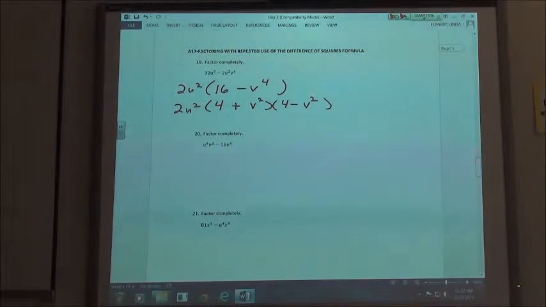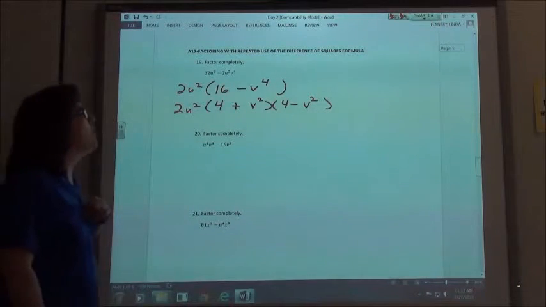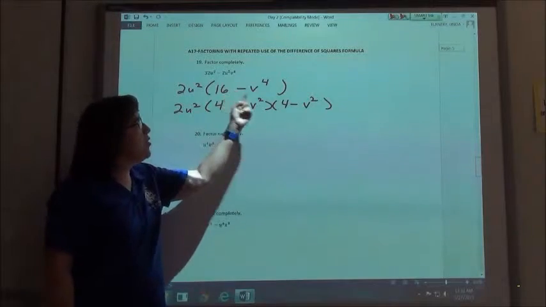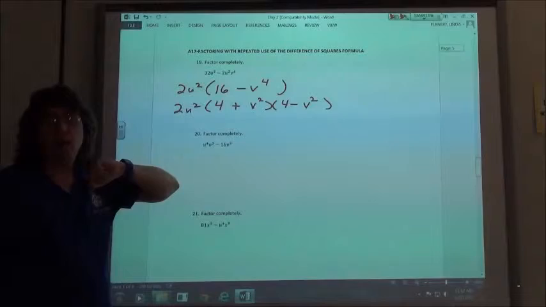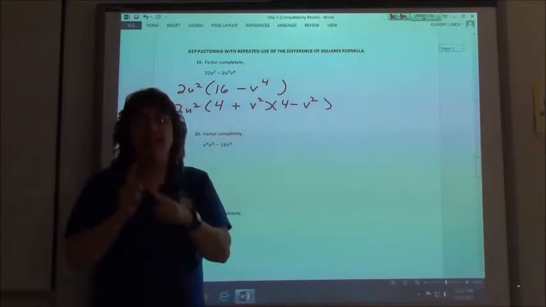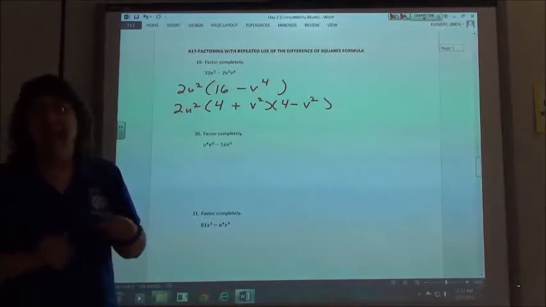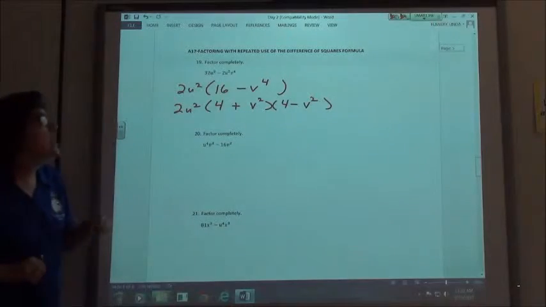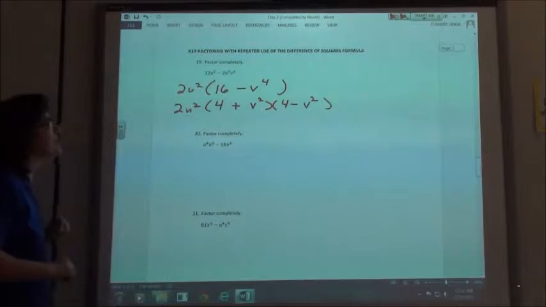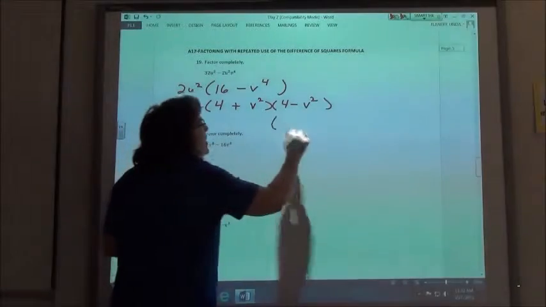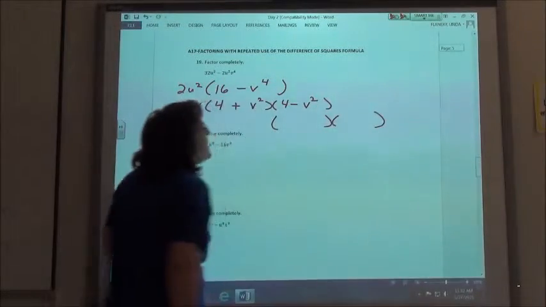Now notice the directions, or the name said with the repeated use of difference of squares formula. We have the difference of squares here, but we have it a second time. We can't factor the sum of squares. If we tried to factor that, there has to be a middle term because we'd be adding the two middle terms together. So we can't factor the sum of squares, but we have to factor the difference of squares a second time. So factoring the 4 minus v squared.